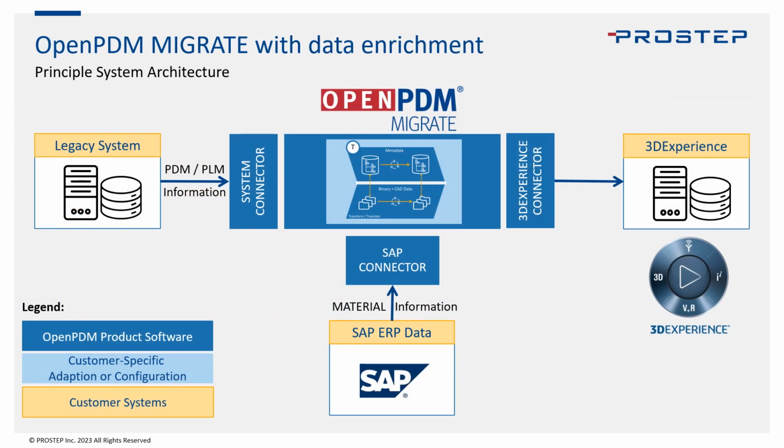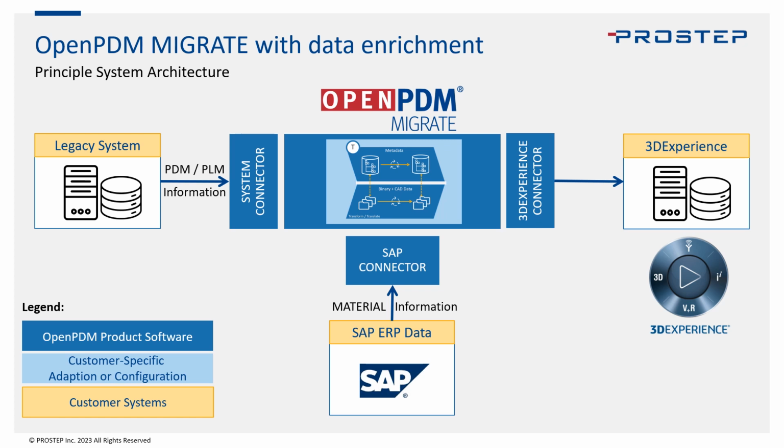Something else OpenPDM Migrate can do is data enrichment. And what we mean by that is taking data from multiple different sources, doing some analysis of that data, and combining data from different sources so that it can be merged and then pushed into your system. So in this example, you have a legacy system on the left with PLM or PDM information. And on the bottom, you've got SAP that has material information. As part of the migration, you can export those concurrently, merge that data within OpenPDM Migrate, and then import that data together.